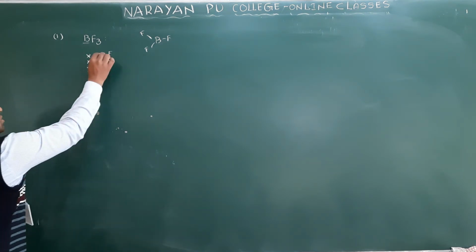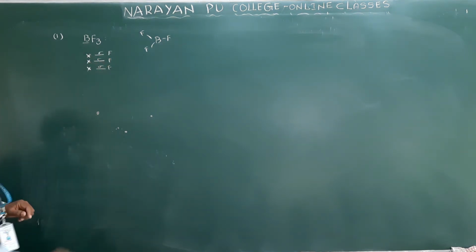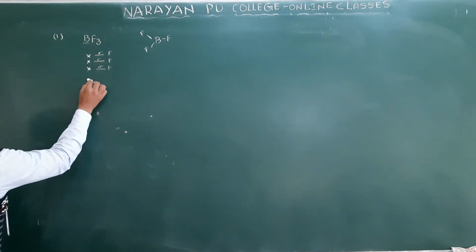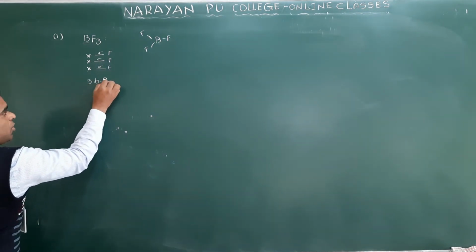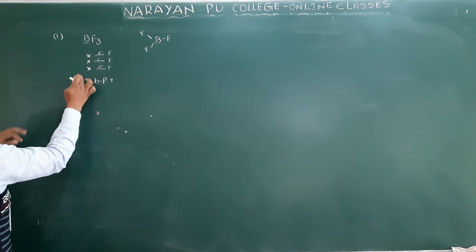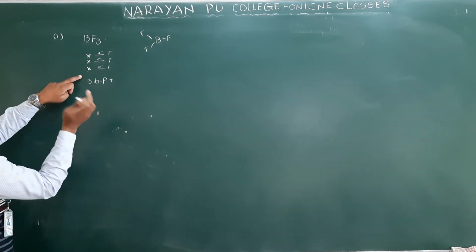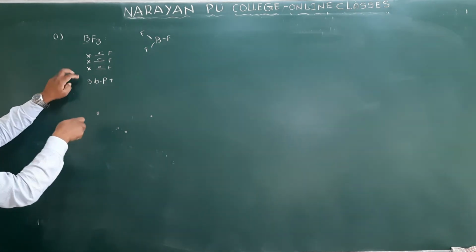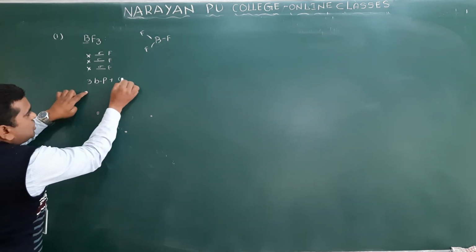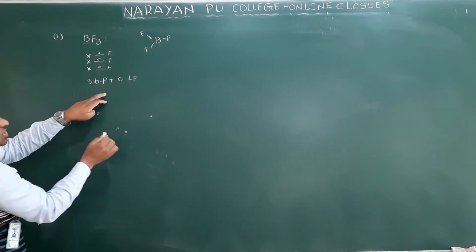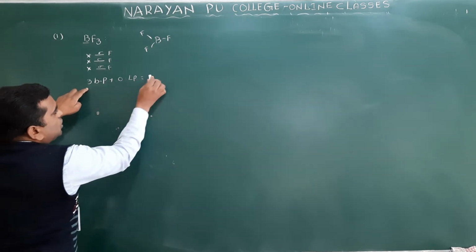Bond pairs. These all are which bonds here? Sigma bonds. So sigma bonds we will consider as bond pairs. How many bond pairs are there? 3 bond pairs. Is there any lone pair here? If any electrons are left here, then we will consider it as a lone pair. But no other electrons are there. 0 lone pairs. So 3 plus 0, 3.